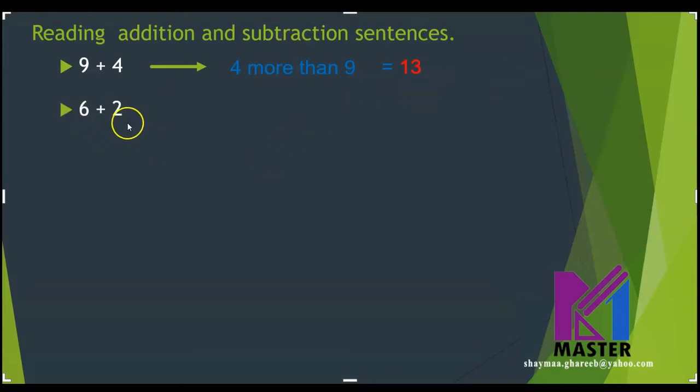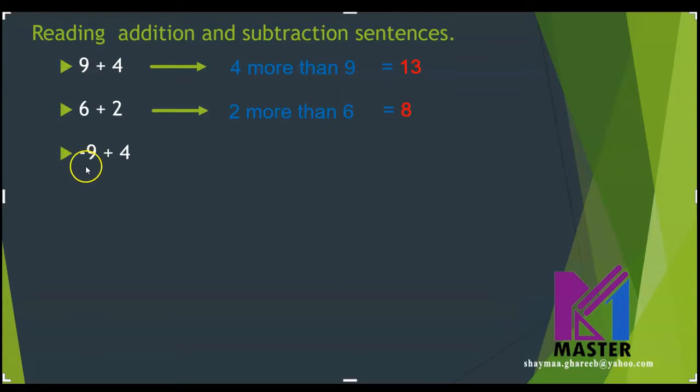One more, 6 plus 2. I can read it as, what do you think? 2 more than 6, which means I'm going to count on after 6 for 2 steps, which means 6, 7, 8. So 2 steps after 6, 7, 8, then the answer is 8.